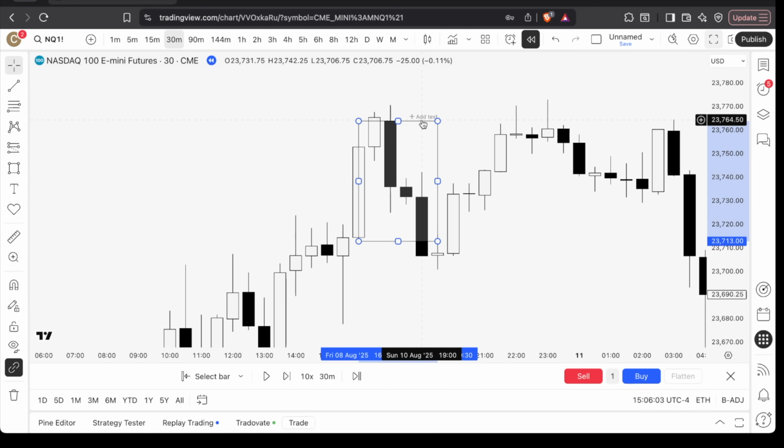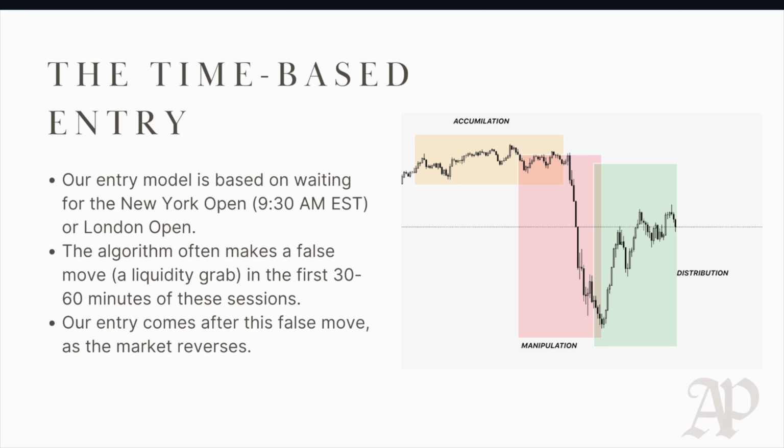There you go. So the time-based entry. Again, our entry model is based on waiting for a specific event at a key time. The best setups do occur around the London Open. For Nasdaq, it's at 3 a.m. EST, or the New York Open at 9:30 a.m. EST.